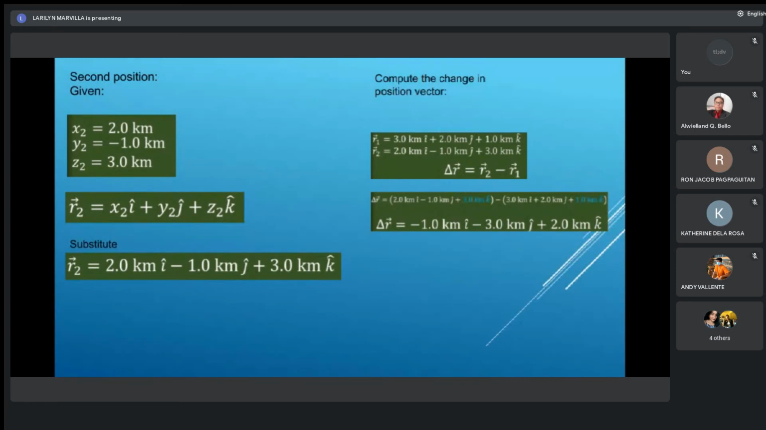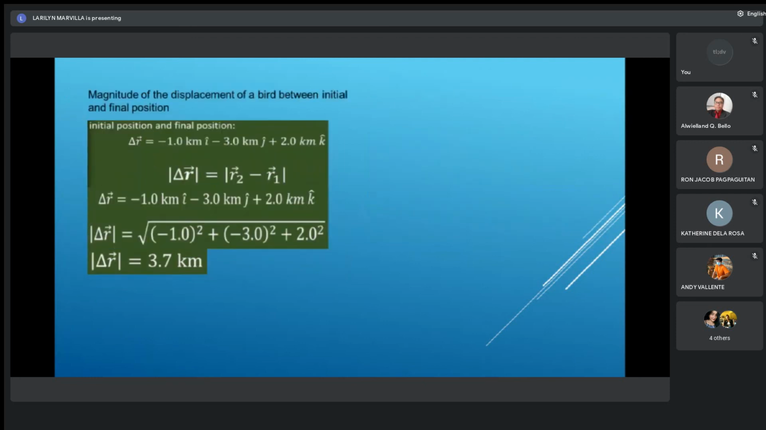Minus 3.0 kilometer i hat plus 2.0 kilometer j hat plus 1.0 kilometer k hat. Mao ni ang atong first position. So kung atong i-solve, delta R or the change in position vector is equal to negative 1.0 kilometer i hat minus 3.0 kilometer j hat plus 2.0 kilometer k hat. Sunod natong i-solve or kuhaon is ang magnitude of the displacement of a bird between initial and final position. Delta R is equal to negative 1.0 kilometer i hat minus 3.0 kilometer j hat plus 2.0 kilometer k hat. Mao na ang atong nakuha kagaina sa atong change in position vector.